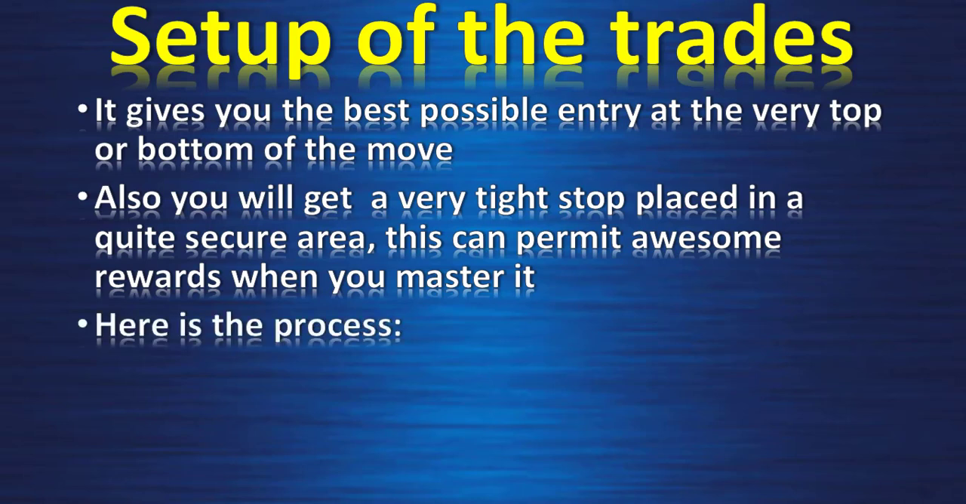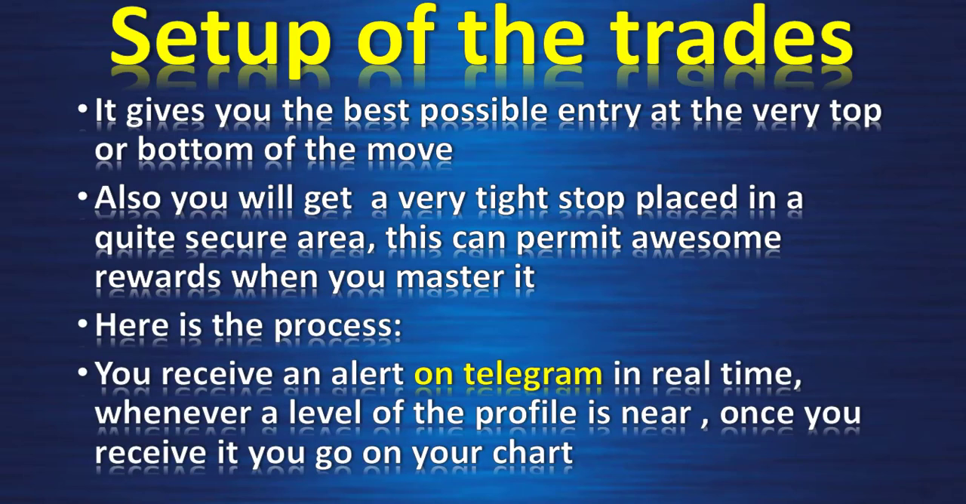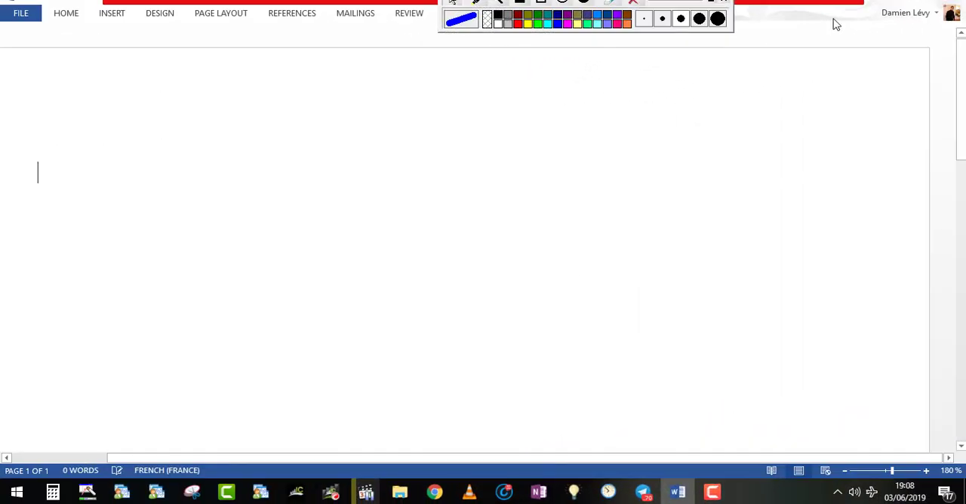Here is the process. You receive an alert on Telegram in real time whenever a level of the profile is near. Once you receive it, you go on your chart. Before we go through the complete detail of each element, I will just summarize how the strategy works so you can have a clear view before we explain every part.